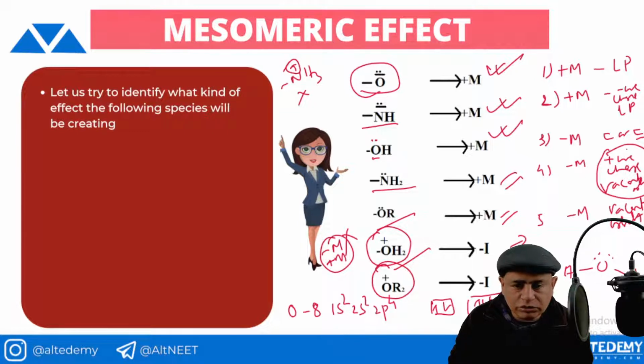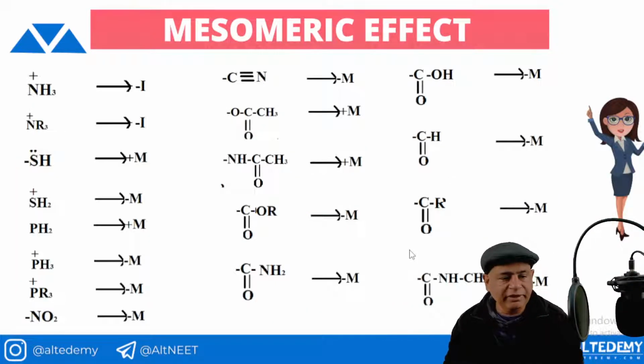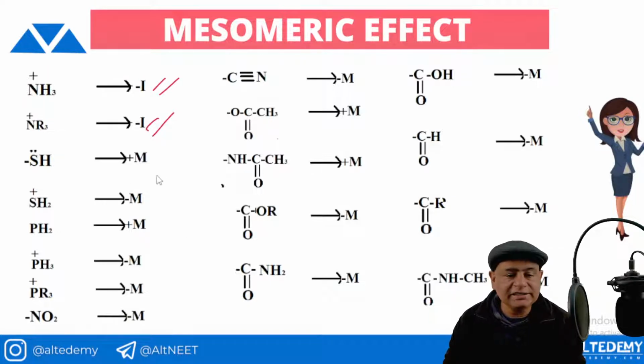Let us do some more such examples, because it will clarify your doubts regarding plus M and minus M. Identifying a species or group, whether it is showing plus M, minus M or something else, is very important. Again, I gave you the example of NH3 plus. It is showing minus I effect. As I told you, no vacant orbital. NR3 plus, again minus I effect. But yes, SH minus has a lone pair of electrons. When it has a lone pair of electrons, obviously it can donate it. So we'll say it is showing plus M effect.